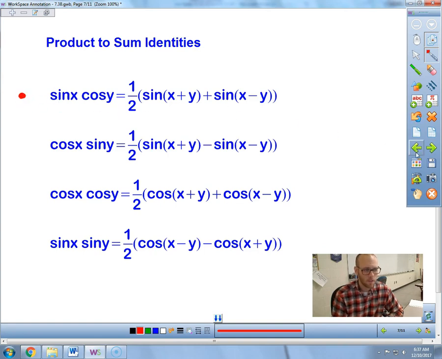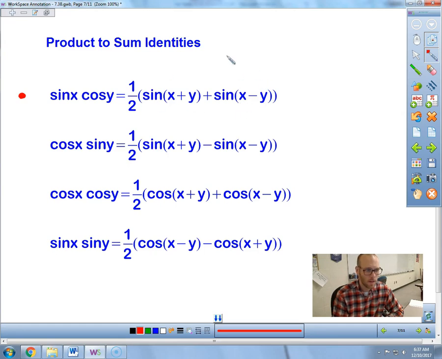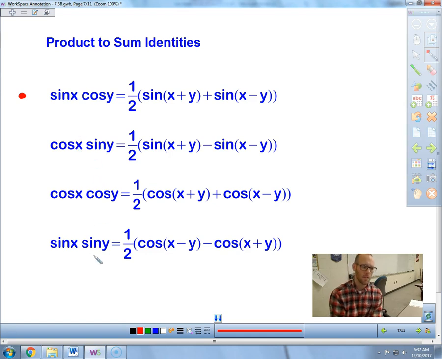The sine of x cosine of y is equal to 1/2. Where's the 1/2 coming from? It's this dividing by 2, the sine of x plus y plus the sine of x minus y. That's our first product to sum identity. Okay. And you can see that we could develop 3 others as well. All right, I'm going to move on. If you needed to pause and finish writing, go ahead and do that.